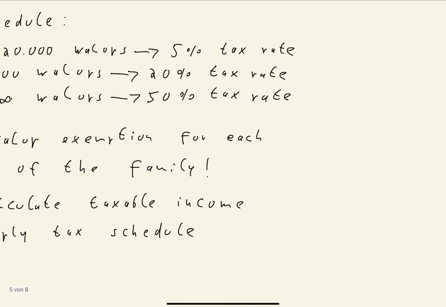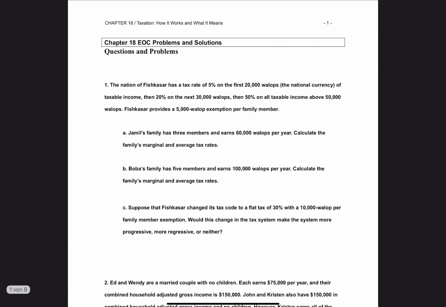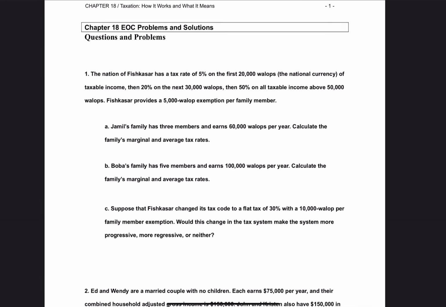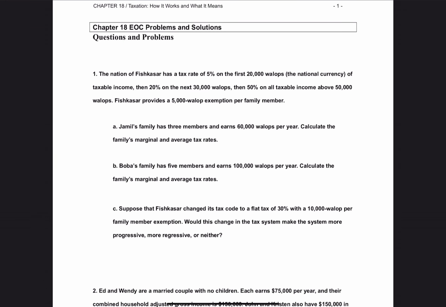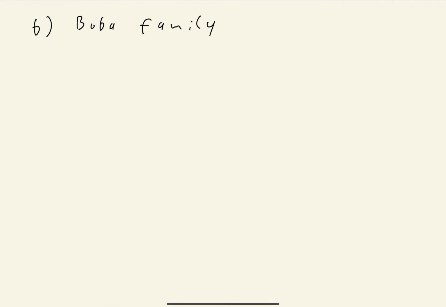Let me just go back to the description. For the Buba family, we have 5 members, and the family is earning 100,000 values per year. We are asked to calculate again the marginal and average tax rates. So let me go back. What do we have? We have 100,000.